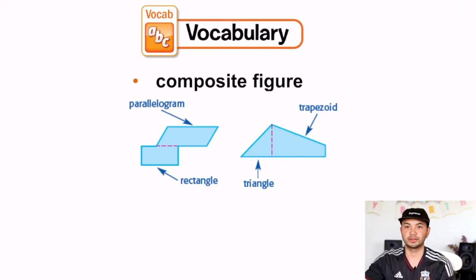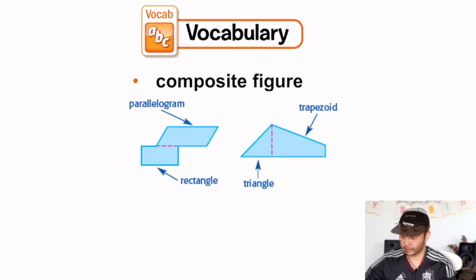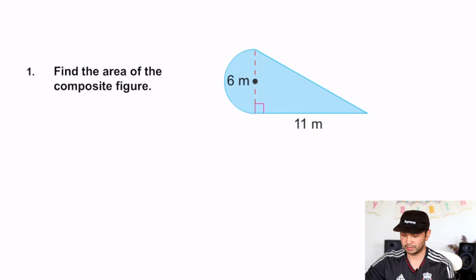I did a video also for my 6th grade class, but that did not include circles. It might have done some trapezoids as well, but it was at a 6th grade level. So here we're doing 7th grade pre-algebra stuff, so I decided to make a totally separate one, but I will link it up there and in the description below. So let's start off with some composite figures.